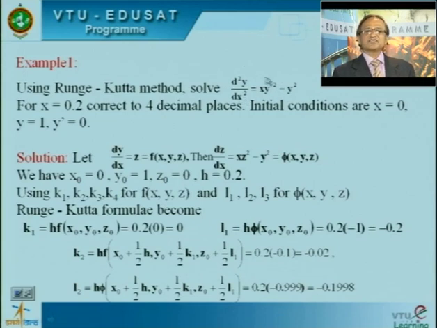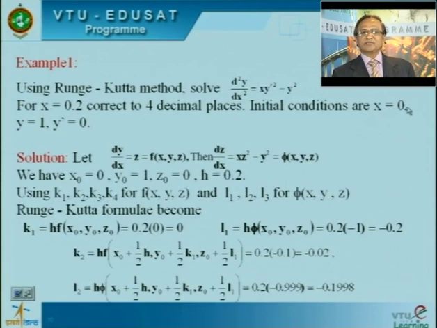What is the order of this differential equation? Order is 2, because the highest derivative present in the equation is d square y upon dx square. They have asked for the value at x is equal to 0.2, correct to 4 decimal places. Initial conditions are x is equal to 0, y is equal to 1, y single prime is equal to 0. So, now I want to find out the new position at t is equal to 0.2.